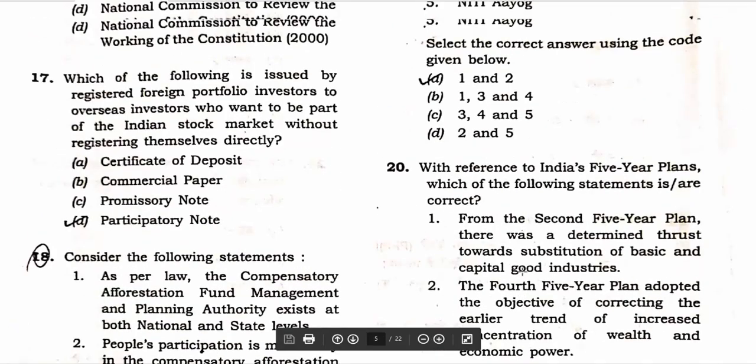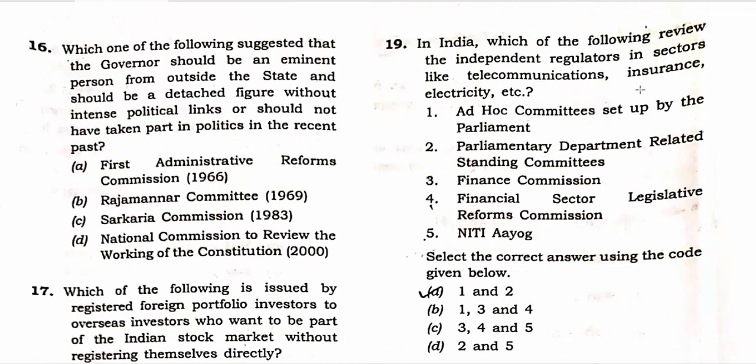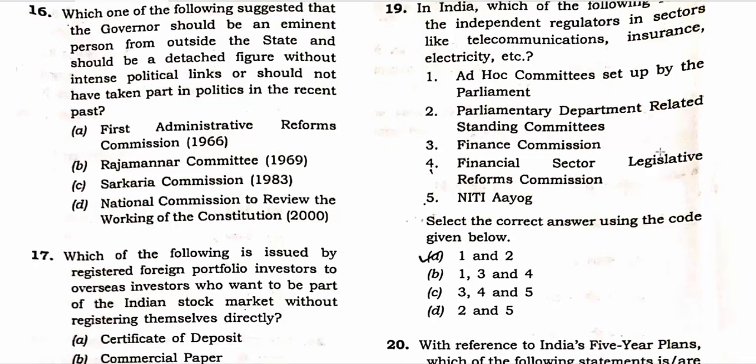Then we have the next question, that is the 19th. In India, which of the following review the independent regulators in the sectors like telecommunication, insurance, electricity, etc.? So if you see, there are actually 2 possible answers here. It could be either A or D, but this answer is just an assumption. We need to wait for the UPSC answer key to see what they have given as an answer, but logically there are actually 2 answers for it.